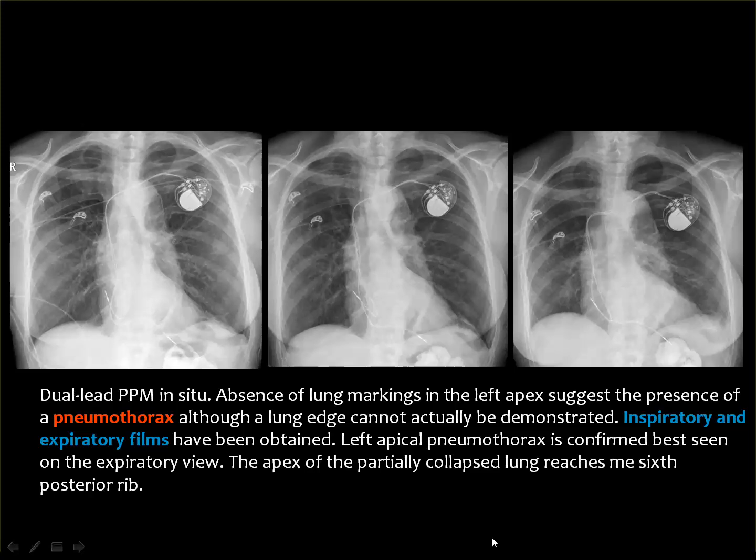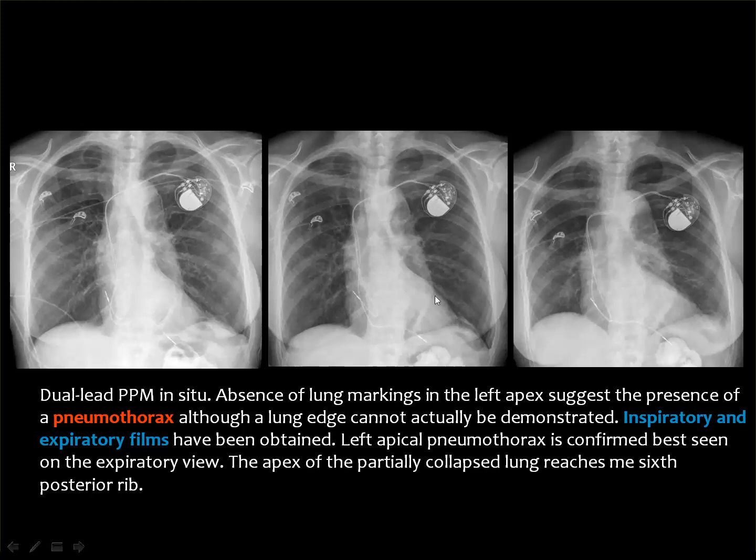Then one of the complications of insertion of the cardiac pacemaker is the development of pneumothorax. A pneumothorax, if it is small, can be missed, especially as the chest X-rays obtained in the ICU are not of very good quality. Whenever possible, if you are suspecting this complication, you may obtain inspiratory and expiratory films that can help in identification of a small amount of pneumothorax, like in this case.